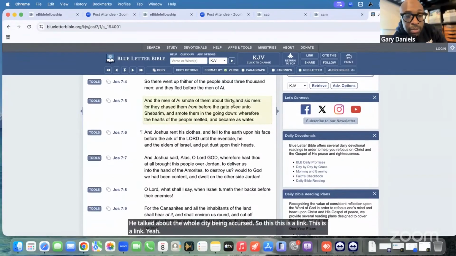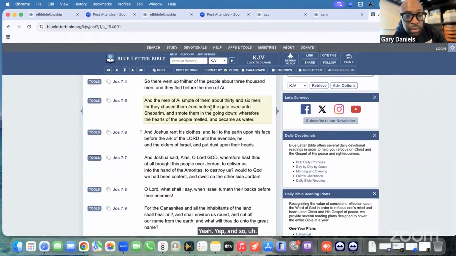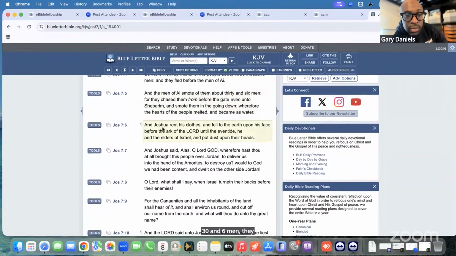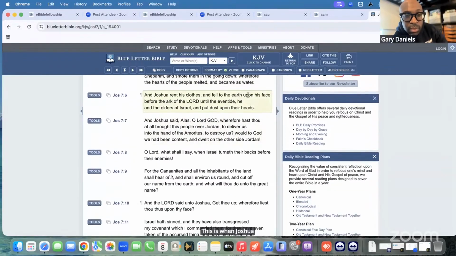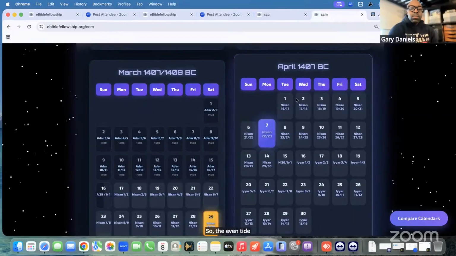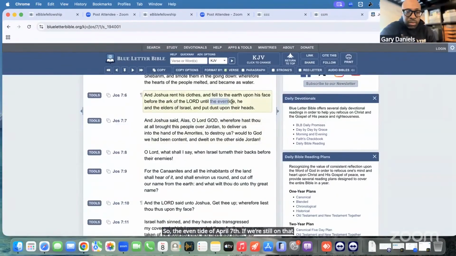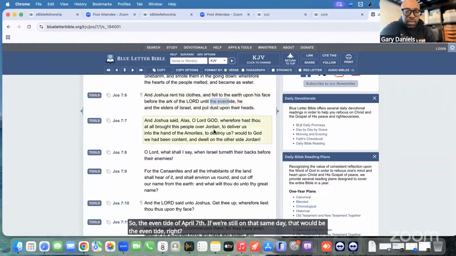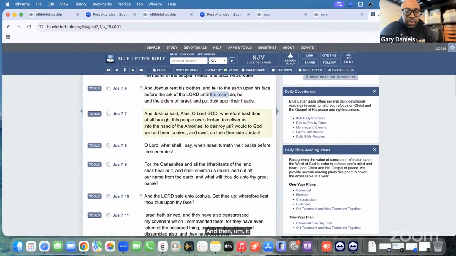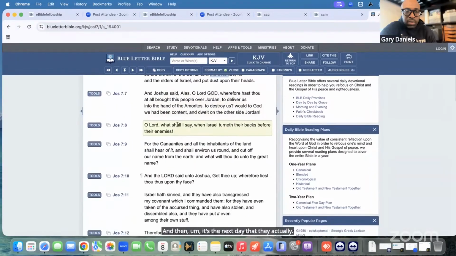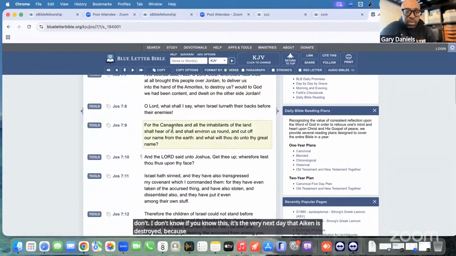And so 36 men fell as they were chased. And then this is when Joshua rents his clothes. He falls upon the earth before the ark of Jehovah until the eventide. So the eventide of April 7th, if we're still on that same day, that would be the eventide. And then it's the next day that they actually stone Achan. I don't know if you know this, it's the very next day that Achan is destroyed. Because look what it says.